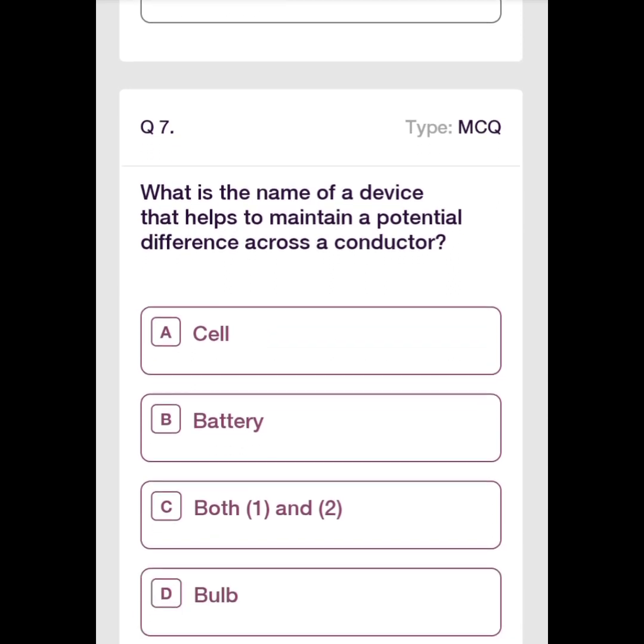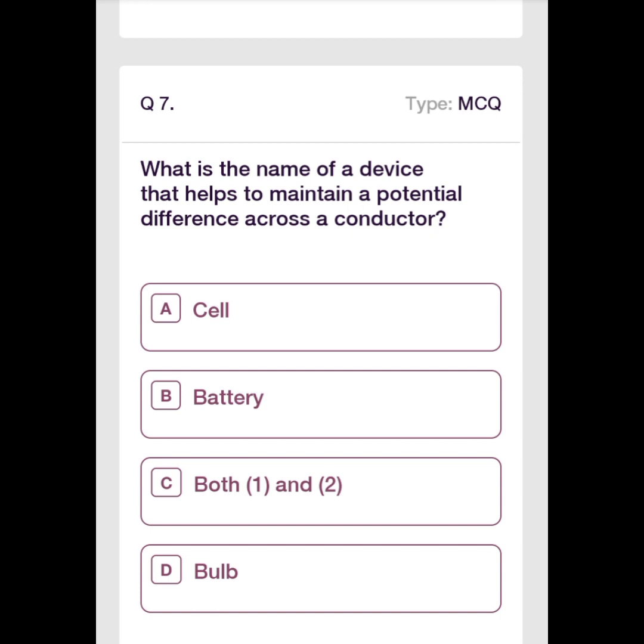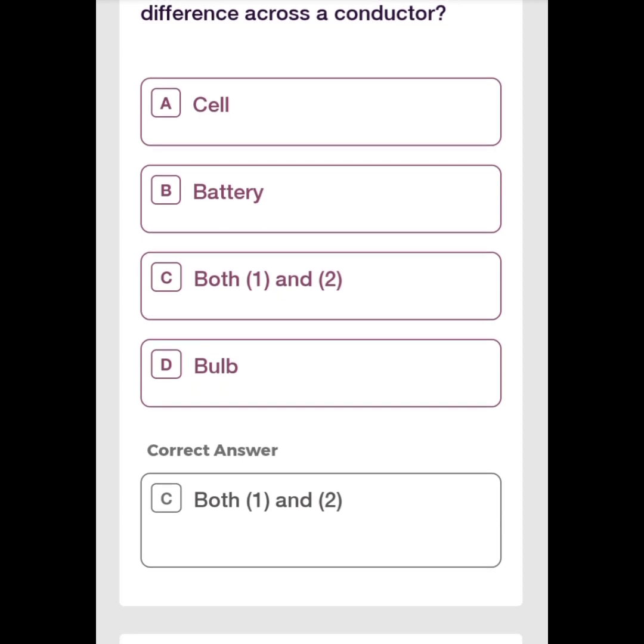But what are the options given here? Cell, battery, yes, of course, 1 and 2, that is A and B, both 1 and 2, right? And D is bulb. No, a bulb doesn't provide potential difference. So the correct answer would be option C, both cell and battery.